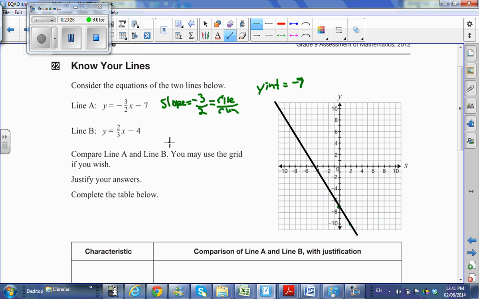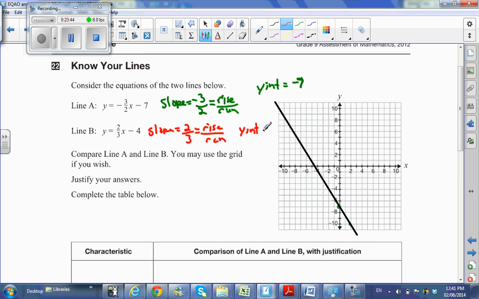Hopefully that looks okay. And the second one we have, again, maybe I'll pick a different color here. So we have a slope of 2 over 3, which again, remember, is your rise and run. That'll help us with the graphing part. And my y-intercept is negative 4. So the rise was 2, up 2 and over 3. 1, 2, 3. And again, I'll do it one more time. 1, 2, over 1, 2, 3.